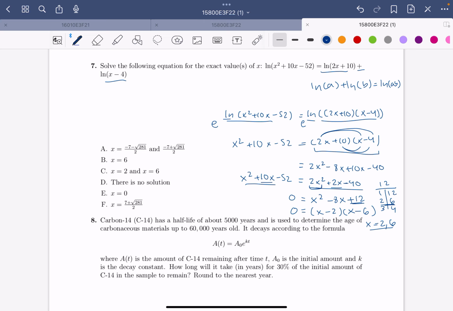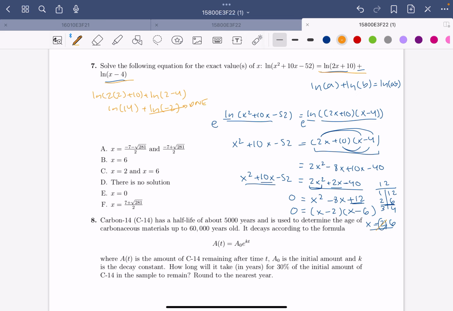So let's start with 2. If I plug it into either side of the equation, I'm going to go with this right side here. We have ln of 2 times 2 plus 10 plus ln of 2 minus 4. So this is ln of 4 plus, so 14 plus ln of -2. This does not exist, so 2 is not an answer.